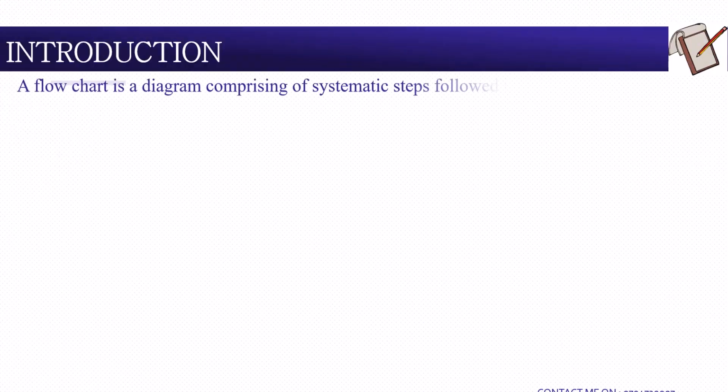Let's look at the introduction first. A flowchart is a diagram comprising of systematic steps followed in order to solve a problem. Here, you should not worry about a flowchart. These are like the steps that you go through to solve a problem.